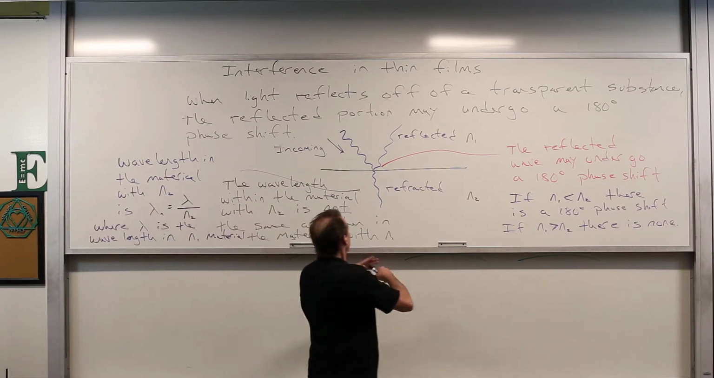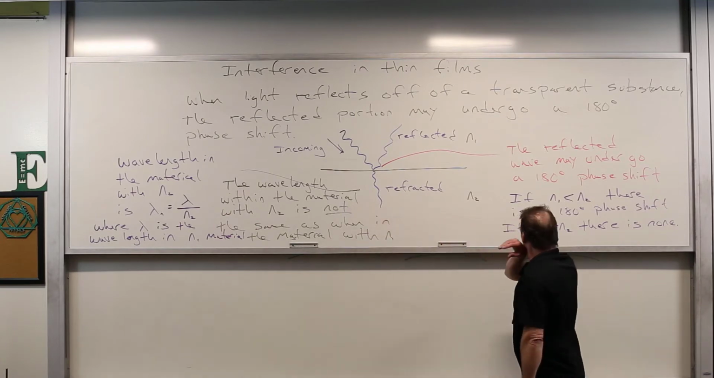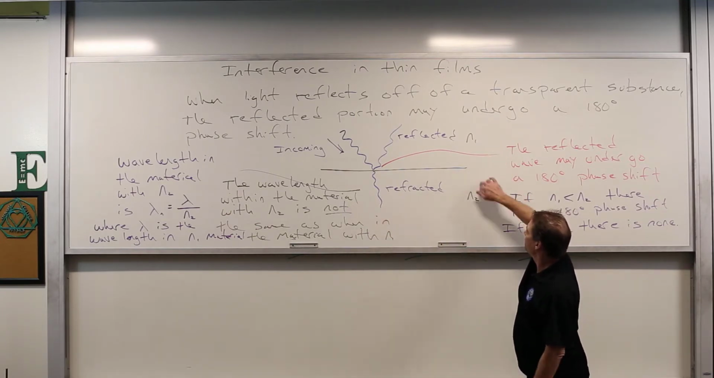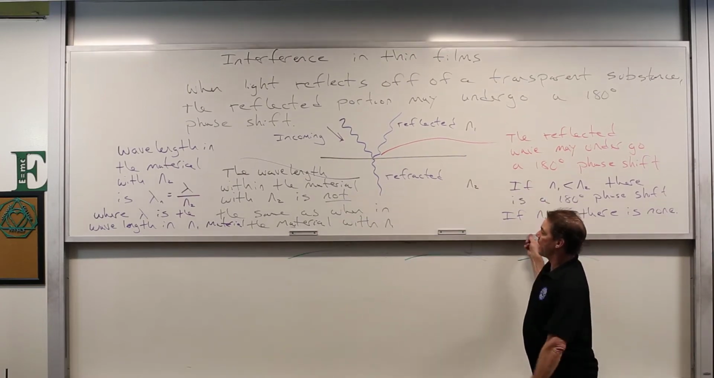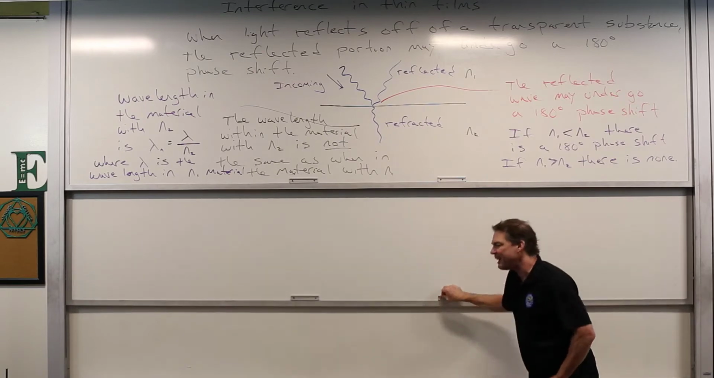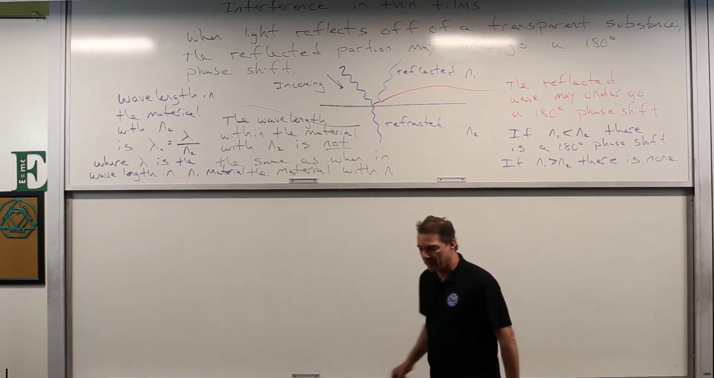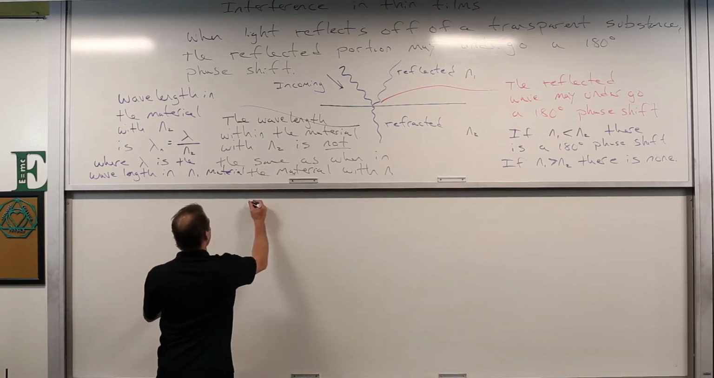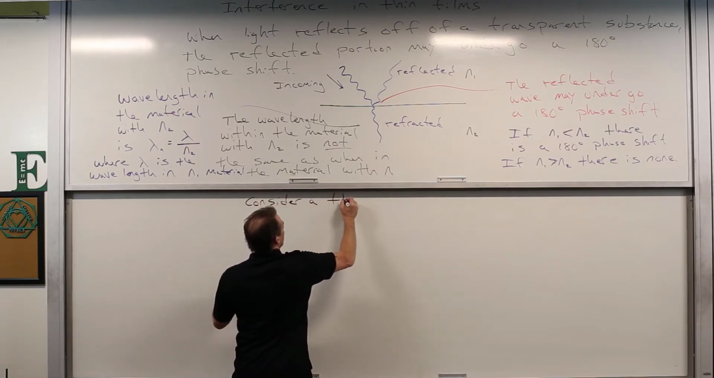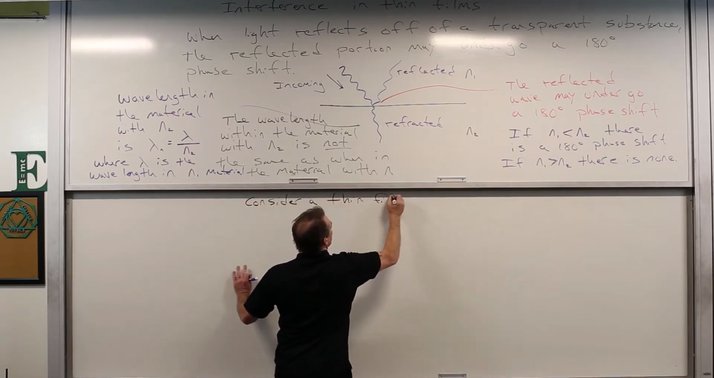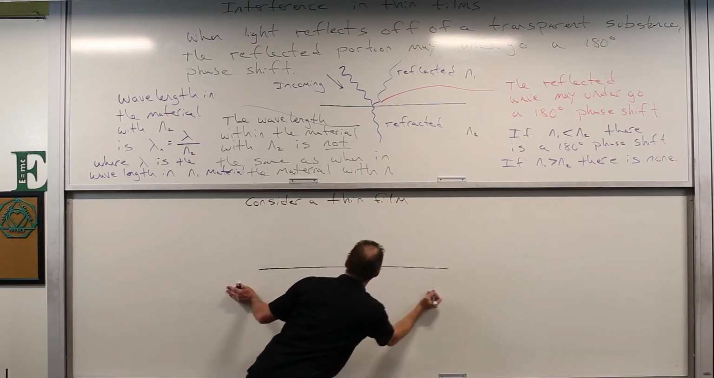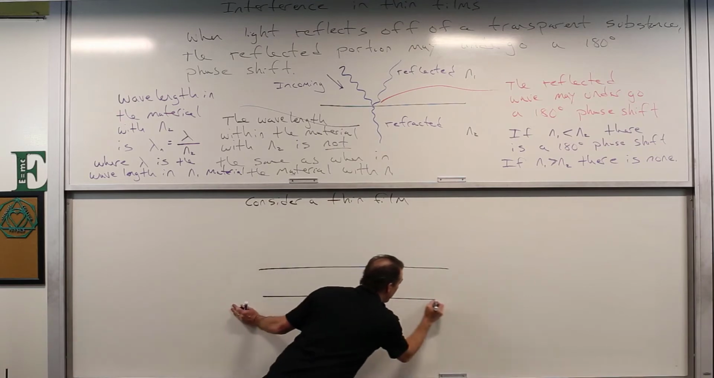All right, so those are just a couple things that happen depending on the indices of refraction. Still no interference yet, but what we want to look at is a thin film now. So consider a thin film. I'm going to take some thin film.